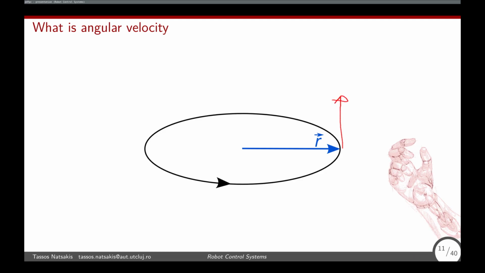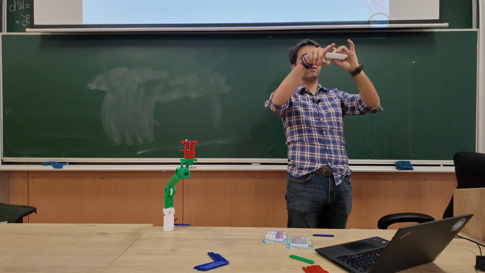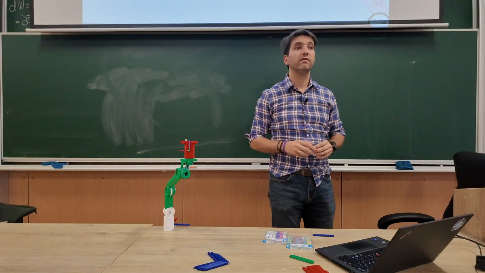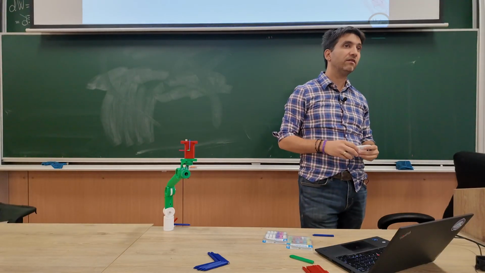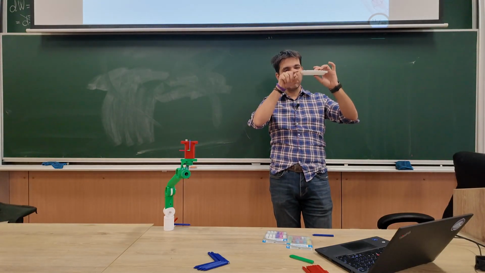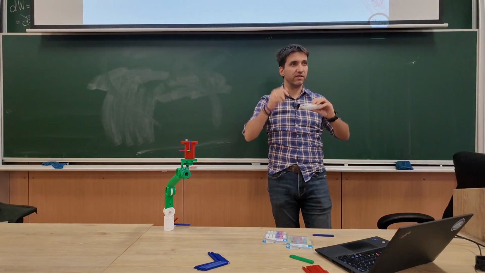Like, if I have an object rotating here, it would be something pointing towards you. This is the tangential velocity, and that's linear velocity. So that's not it, right? This would be the instantaneous linear velocity, because, and we'll see that in a while.